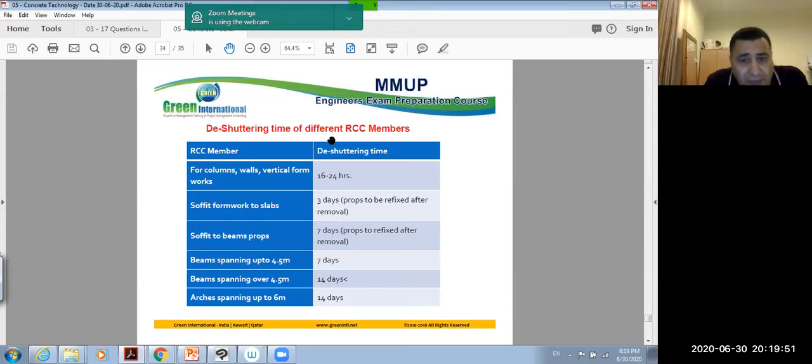Deshuttering time for different sections of RCC members. For columns, walls, and vertical forms, we have 16 to 24 hours. Soffit formwork, we have 3 days. Props are to stay, and we can remove them after 3 days. Soffit for beams, props 7 days, beams spanning up to 4.5 meters, 7 days. Beams spanning over 4.5 meters, 14 days. Arches spanning up to 6 meters is 14 days.